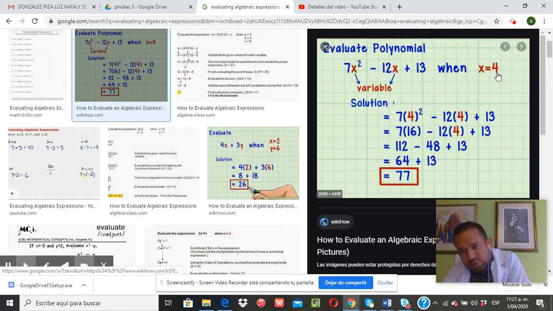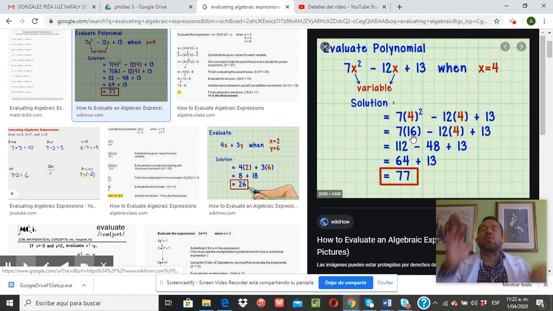Simple. We just have to replace that value in the polynomial that I gave you at the beginning. So if x is 4, 4 squared is 16, times 7, 112. If x is 4, 4 times 12 is 48, and it's minus. And the 13 has no variable, so 13 is a constant. Why is it a constant? Because the variable is not going to affect the value of the term.